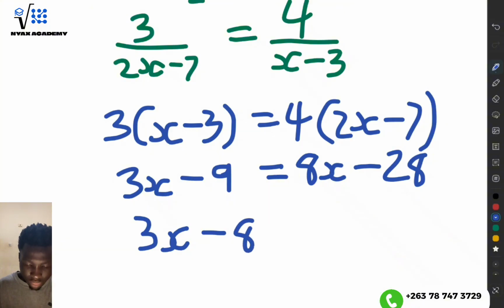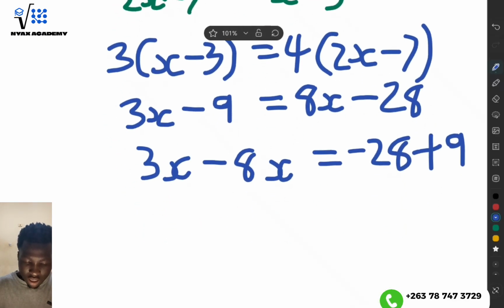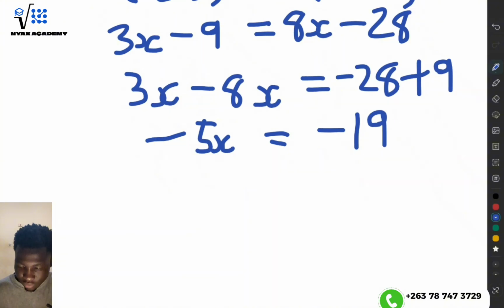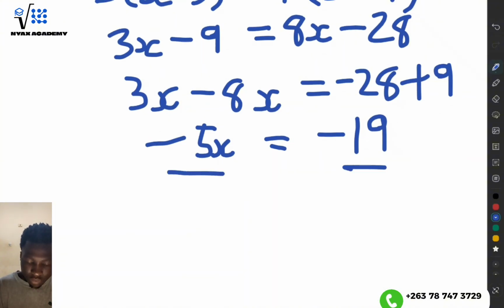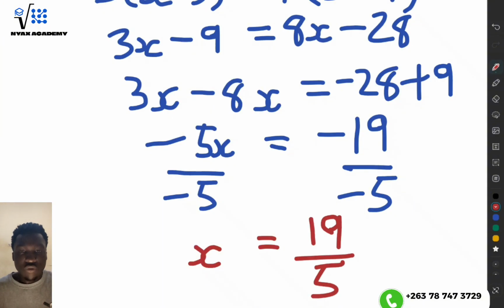So we're saying 3x minus 8x equating to what? Negative 28 plus 9. So 3x minus 8x is now negative 5x, equating to what? Negative 28 plus 9, we get what? Negative 19. So at this stage, we divide the left hand side and the right hand side by negative 5 to make x the subject. So the value of x is 19 over 5. So we have solved that.